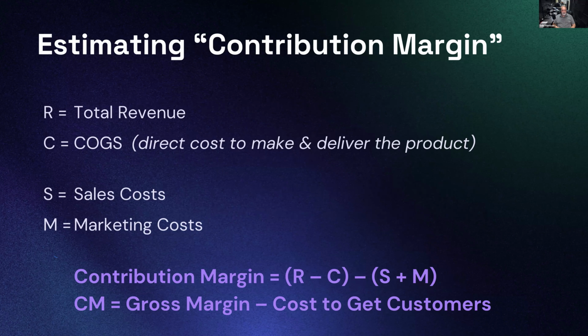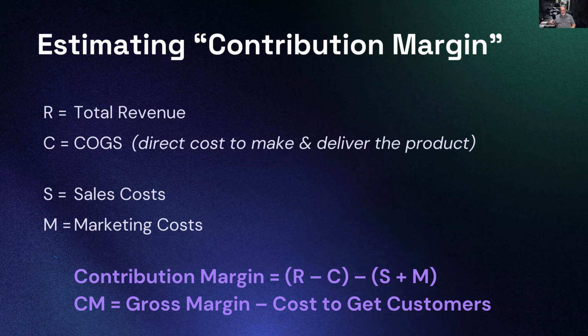So how do we actually get at this contribution margin? There's a couple of ways of doing it. And what I want to talk about is kind of the simpler of the two ways. So here, you really just need four numbers. You need your total revenue, what your COGS are. So, what were the direct costs to make and deliver the product?